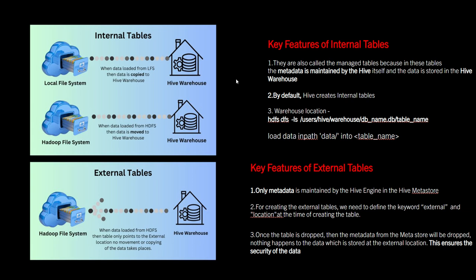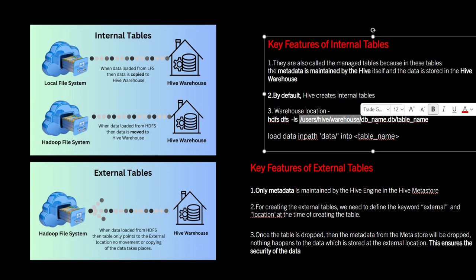In the internal tables, also known as the managed tables, these are maintained by Hive itself, and the data is stored in the Hive warehouse. So where is the Hive warehouse? There is a separate directory in Hive under users Hive warehouse, and there would be the DB name, then the table name. Under this path, your data will be stored.